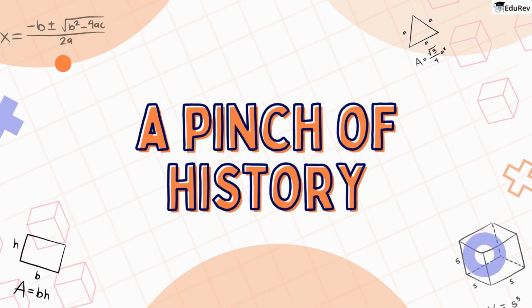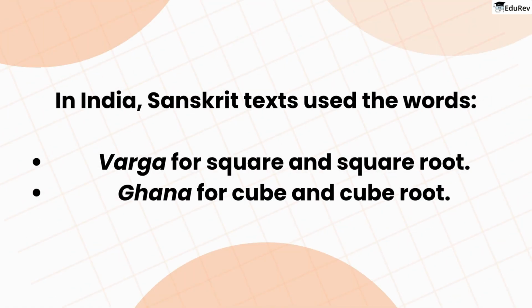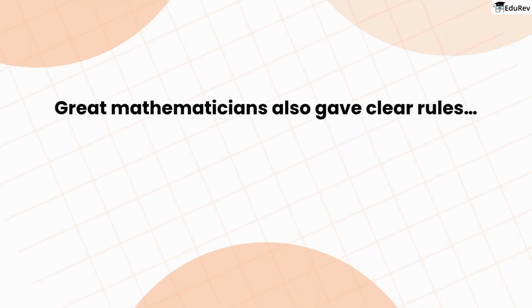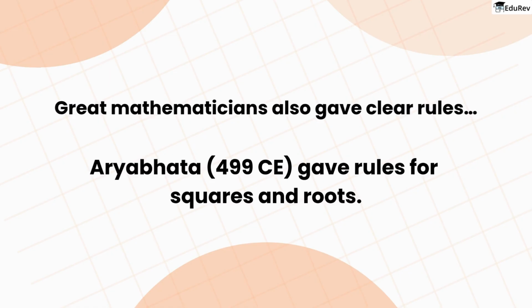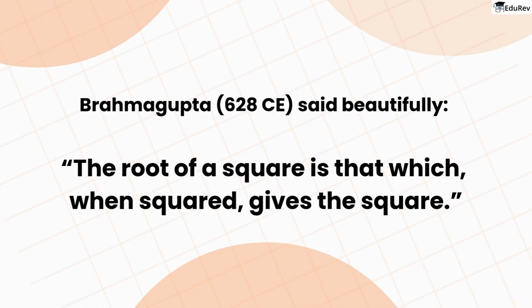Finally, let's take a quick look at history. The Babylonians, around 1700 BCE, had lists of squares and cubes written on clay tablets. In India, Sanskrit texts used special words: Varga for square and square root, Ghana for cube and cube root. Great mathematicians also gave clear rules. Aryabhata, in the year 499 CE, explained squares and their roots, and Brahmagupta, in 628 CE, said beautifully, "The root of a square is that which, when squared, gives the square."